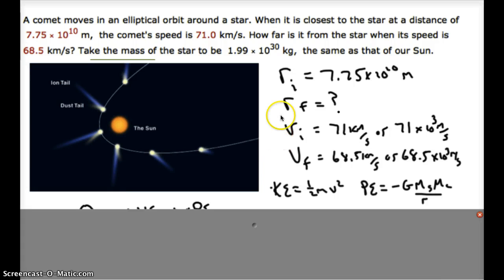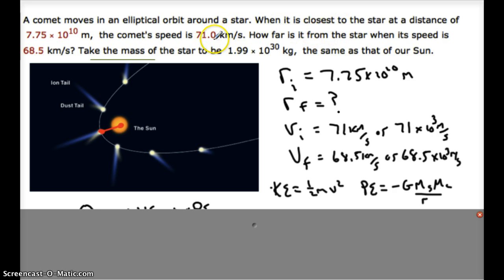Okay, here's an example of orbital motion which involves conservation of energy, something you're already familiar with. Basically, the comet's going to exchange kinetic energy for greater potential energy as it moves along its orbit. And so this is the point of closest approach that they're talking about in the problem.